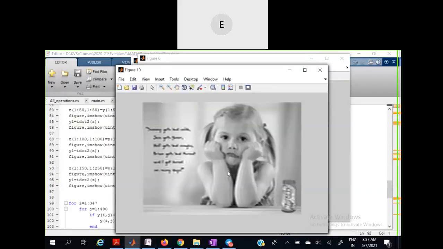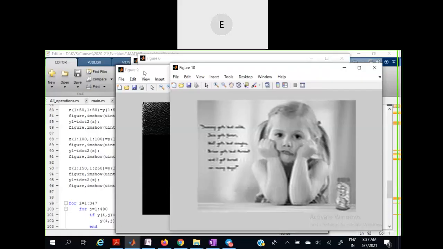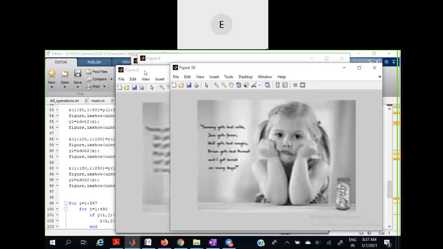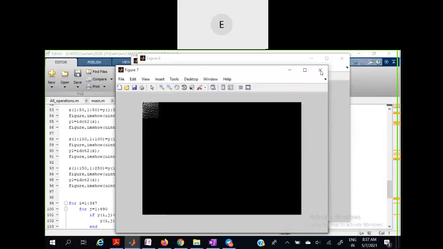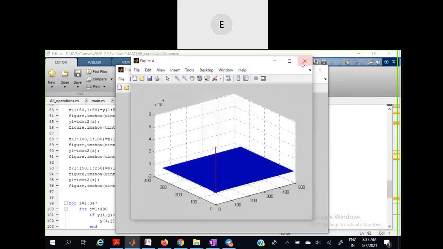So observe here, I am only using 1 to 150 and 1 to 250, let me just close all these things. The remaining values are 0. I have almost reconstructed back my image. Of course, this is not a good way of doing thresholding. There is a very intelligent way of doing thresholding which is beyond the scope of this syllabus.